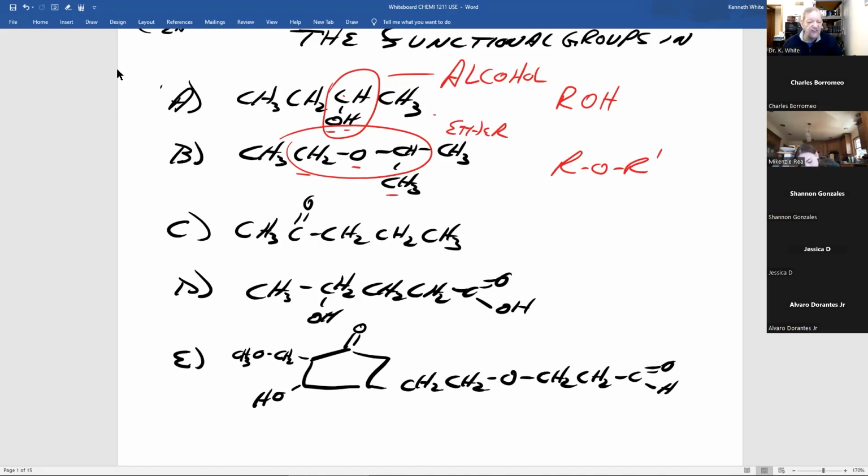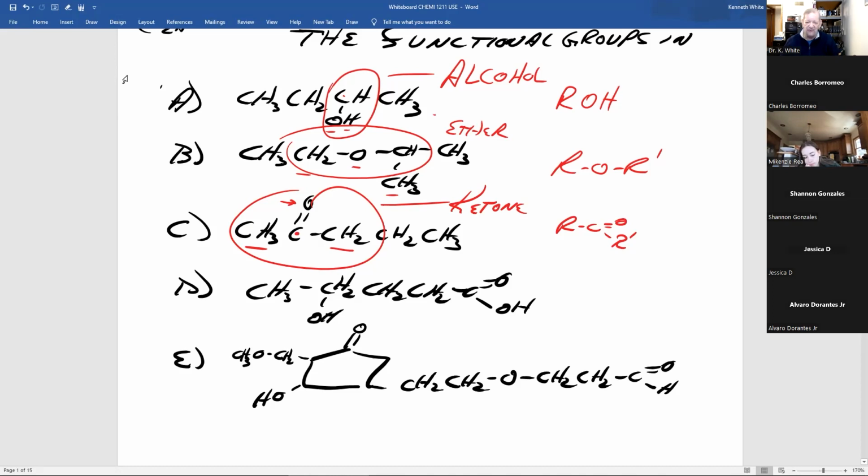Next, let's look at C. What's different? What's not carbon? What's not hydrogen? An oxygen double bond to a carbon. Carbons here and here. And what is that? It's a ketone. And by the way, ketone is not spelled with a Y in there. Hint, but I don't take off for spelling unless you put ether instead of ketone. That's not a spelling error.